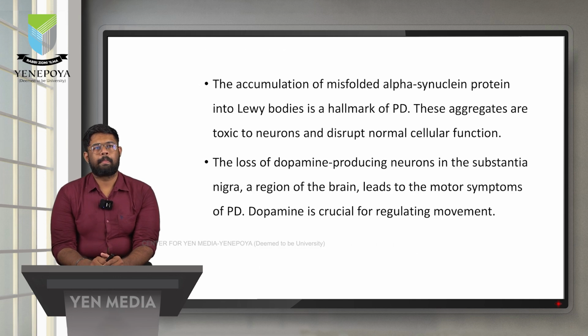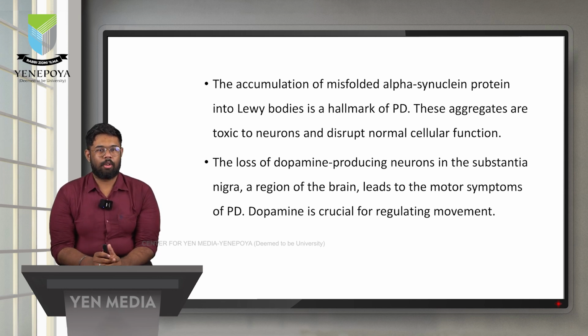The accumulation of misfolded alpha-synuclein protein into Lewy bodies is a hallmark of Parkinson's disease. These aggregates are toxic to neurons and disrupt normal cellular functions. Lewy bodies are abnormal protein clumps found in your neurons. They disrupt the production of dopamine, which causes a bad imbalance in your coordination.